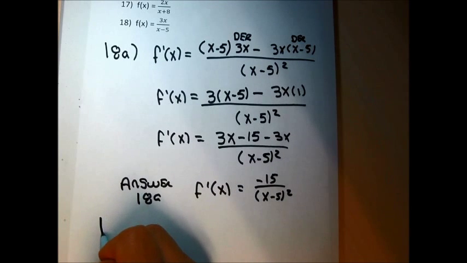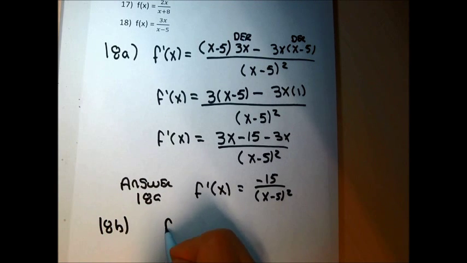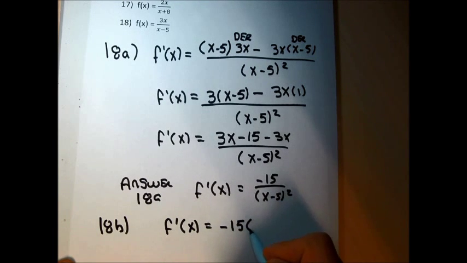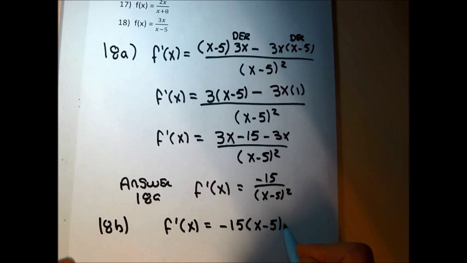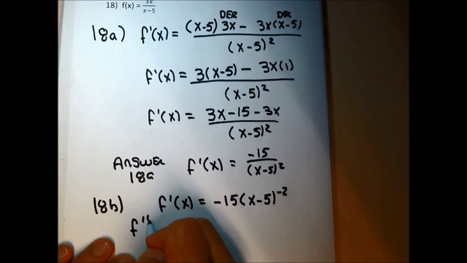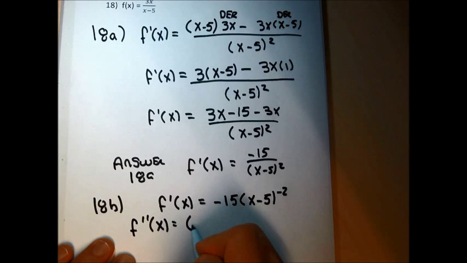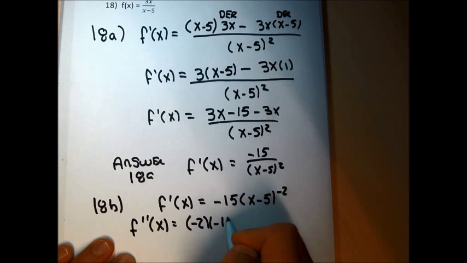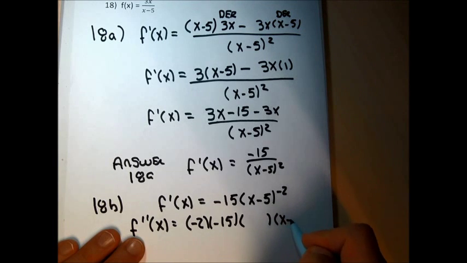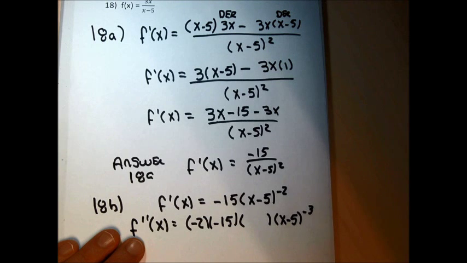If I'm doing part B, I'm going to rewrite part A so it doesn't have that ugly denominator. I'm going to move the x minus 5 squared up to the numerator and make its exponent negative. Makes it so I don't have a fraction anymore. Makes it so I need the chain rule. So now I'm going to do f double prime of x. I'm going to multiply the negative 2 by the negative 15. I'm going to leave myself some room, and then I'm going to take the x minus 5 and lower its exponent to negative 3. Where I left myself some room, I do the derivative of the inside of the parentheses.